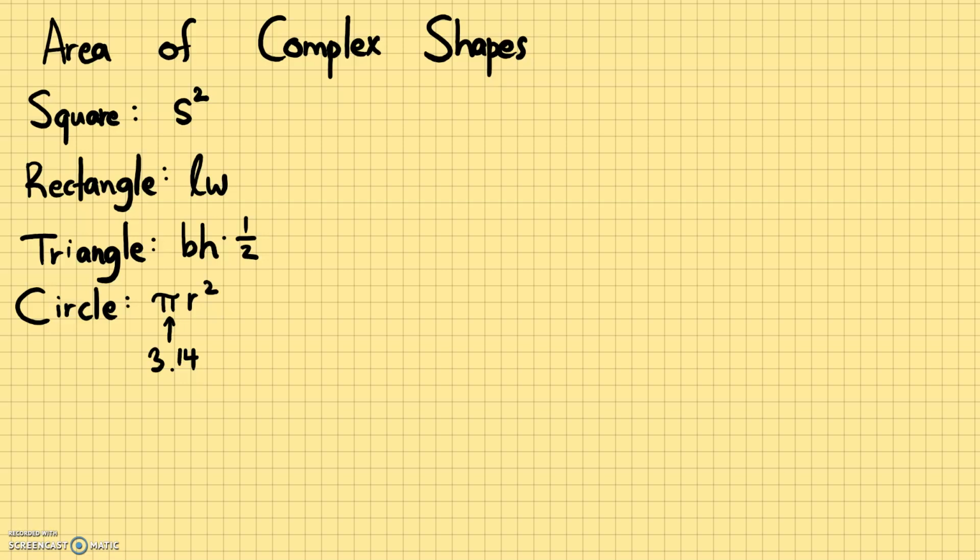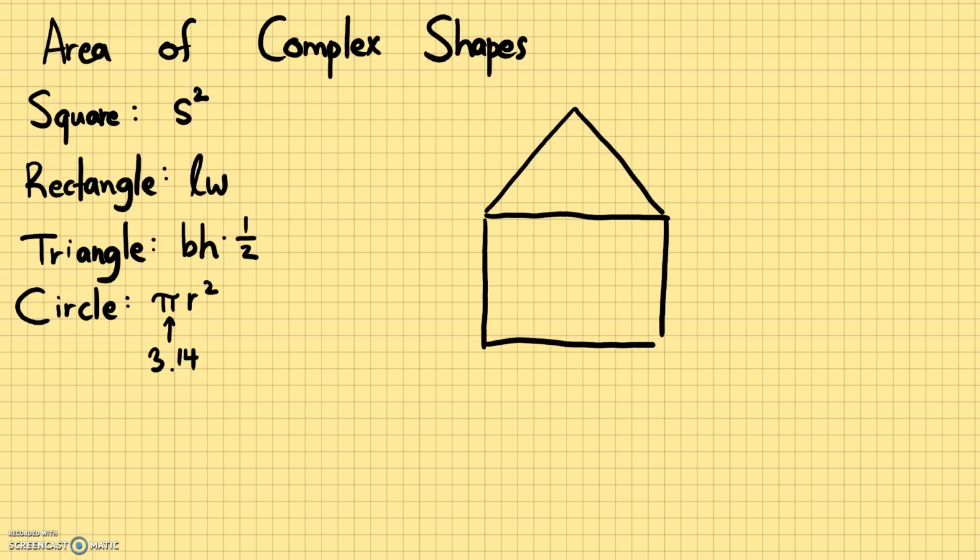Okay, so let's try and find the area of that house that we looked at. Okay, so let's say that this side is 5 meters, this side is 10 meters, and this length here is 4 meters. Then what would the area of this shape be?